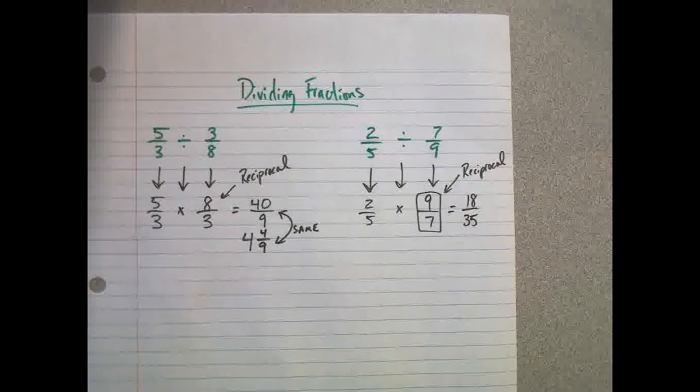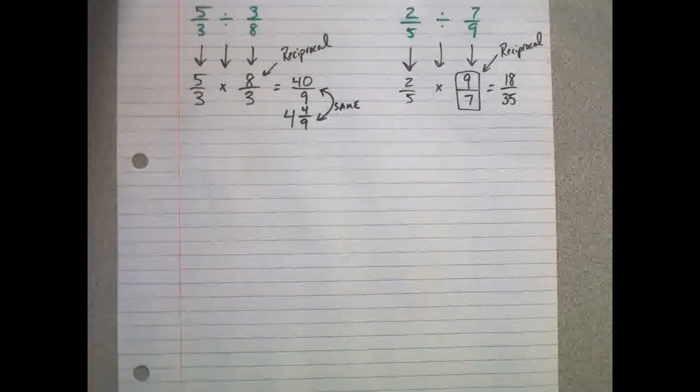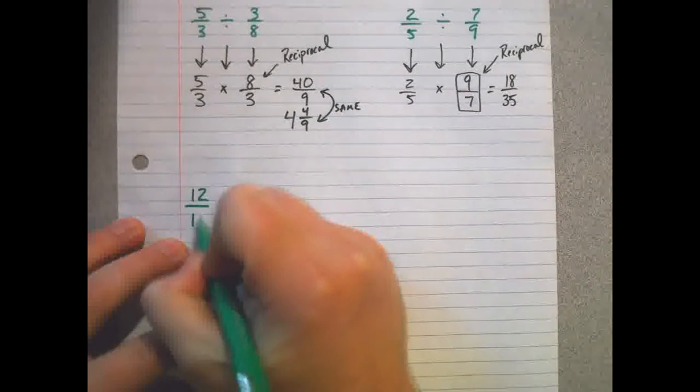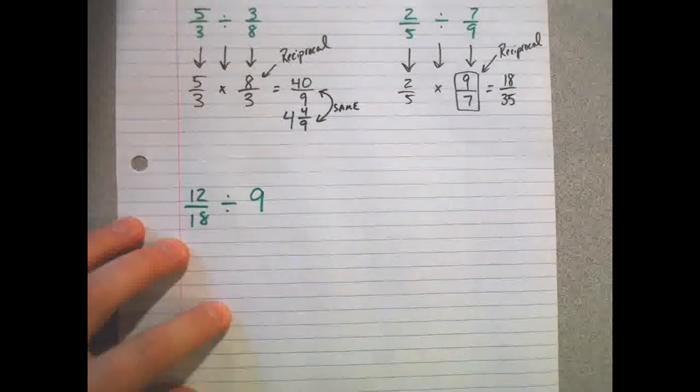Factors of 18 are 1, 2, 3, 6, 9, and 18. None of those go into 35 evenly. All right, so we leave it as 18/35. All right, let's keep going. Now, when I think about dividing fractions, I can also divide a fraction by a whole number. That's not complicated either. Let's do one. Now, my whole number is 9.